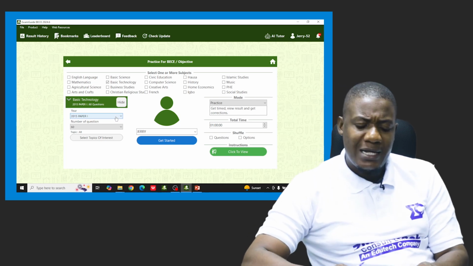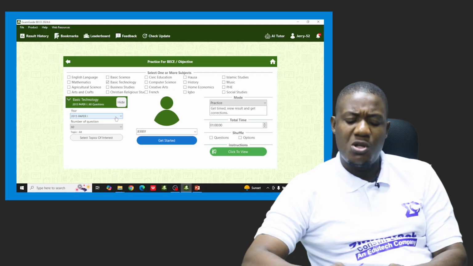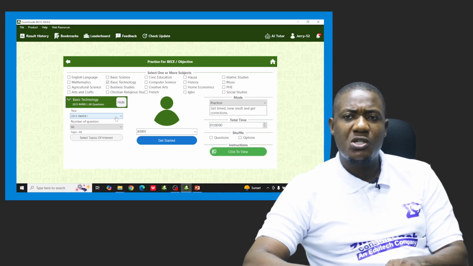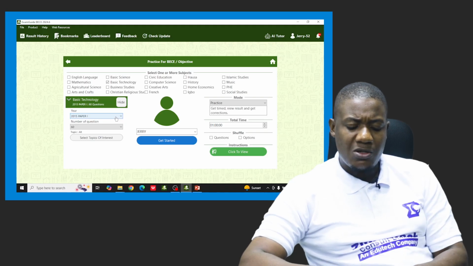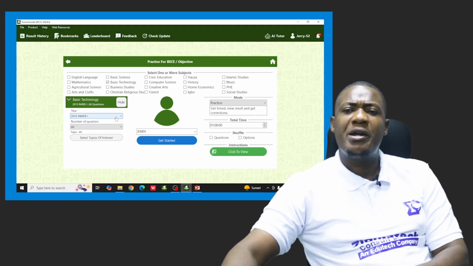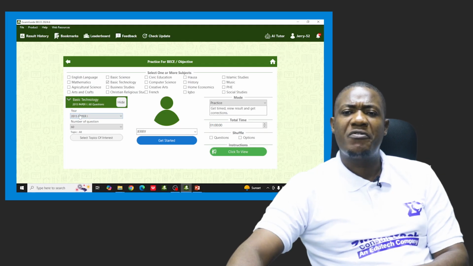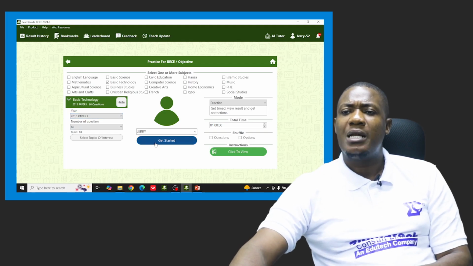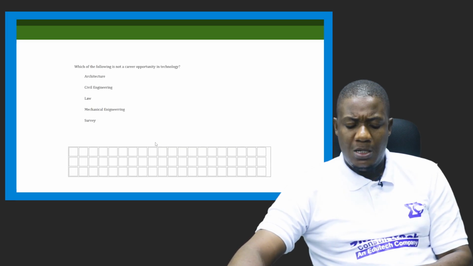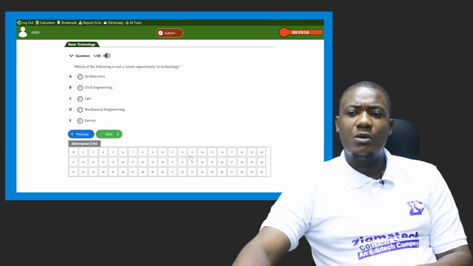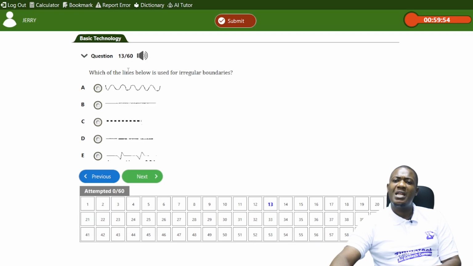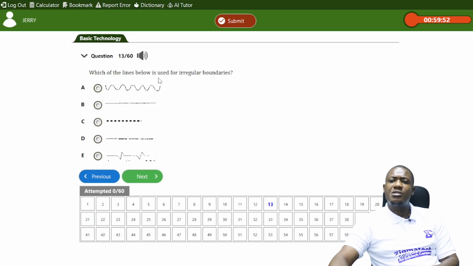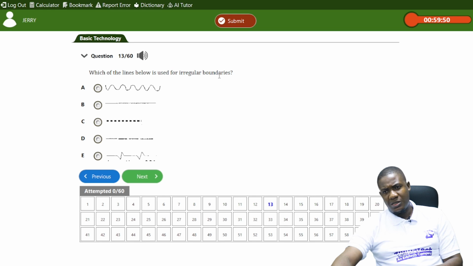Okay, so let's look at some questions from what we've just discussed about lines, angles and circles. Let's look at some questions concerning that. All right, so let's look at this. This is 2015, paper 1. Let's look at the questions. Okay, look at this. It said, which of the lines below is used for irregular boundaries?